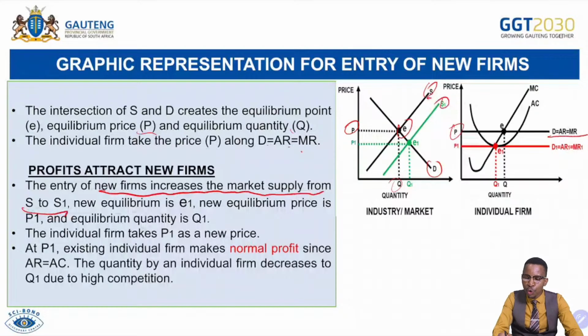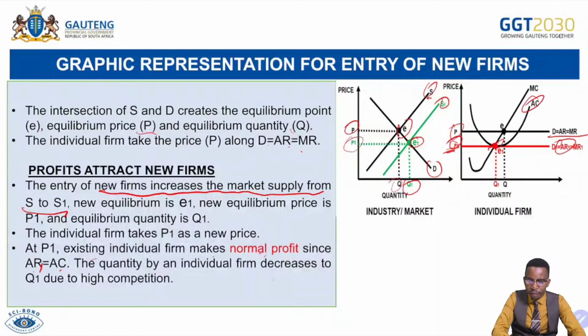And then there is a new equilibrium point being created at E1, and then there's a new price which is P1, and new quantity which is Q1. And then the individual firms take the price, which is P1, as a price taker. We can see that the firm has taken the price, and then you have your D1 equal to AR1 equal to MR1. At P1, existing individual firms make the normal profit. So when we go down to P1, the firm is making a normal profit because AC equals AR1. That's a normal profit, meaning AR1 equals AC.